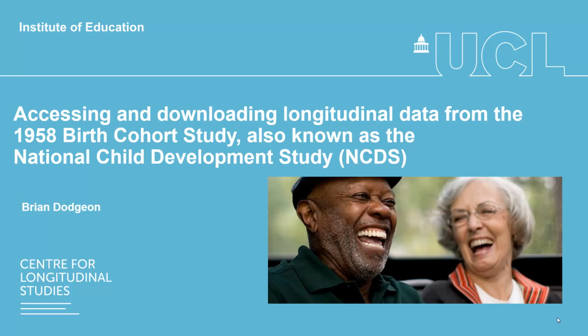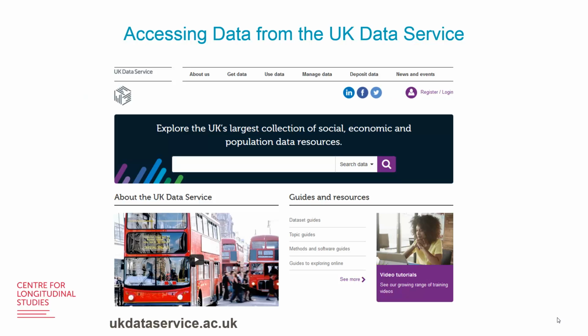Hello, I'm Brian Dodgen. I'm going to show you in this video how to access and download data from the 1958 Birth Cohort Study, also known as the National Child Development Study, or NCDS. The data are held at the UK Data Archive, which is administered by an organisation called the UK Data Service. The data are freely available to researchers for non-commercial use in any discipline.